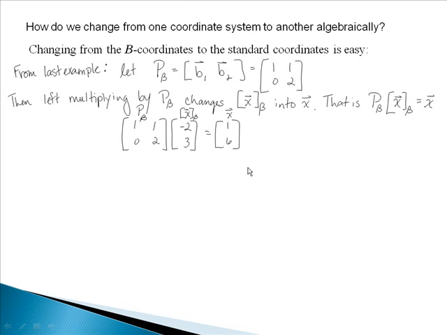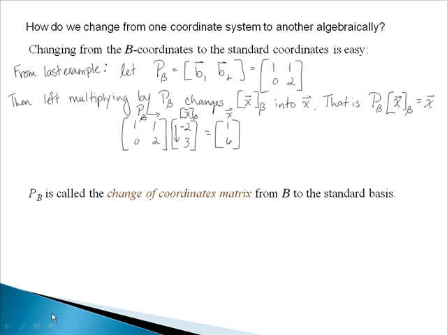And you can check to see that when I multiply across and down in both and add those together, then I will end up with this vector x, so that this equation is true. This P sub beta, the special matrix we came up with, is called the change of coordinates matrix from beta to the standard basis.